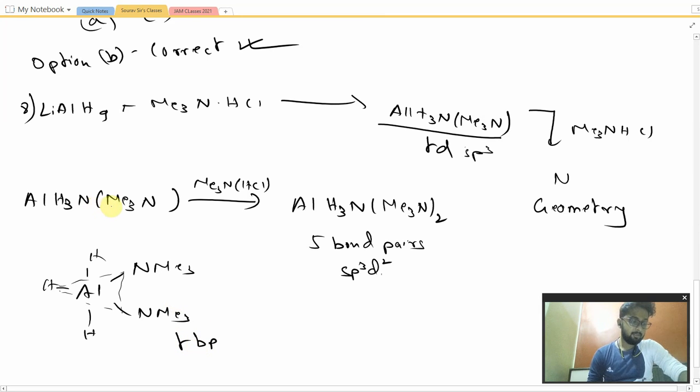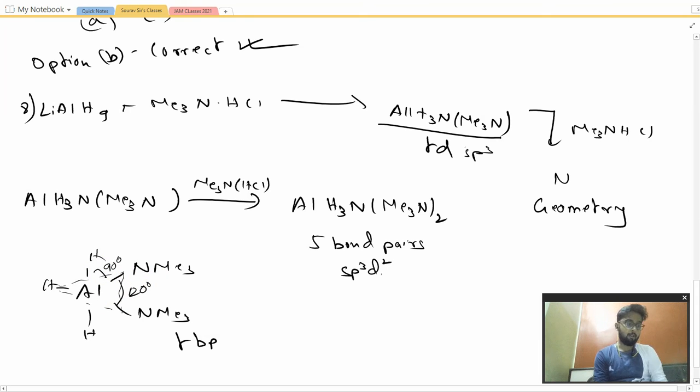The reason this kind of structure is formed is that the bulkier groups are kept in the equatorial plane. The angle between the axial and the equatorial is 90 degree, and the angle between the two equatorials is 120 degree. So they are safer from steric repulsion at 120 degree than at 90 degree. This is the reason why they are kept in the equatorial position.